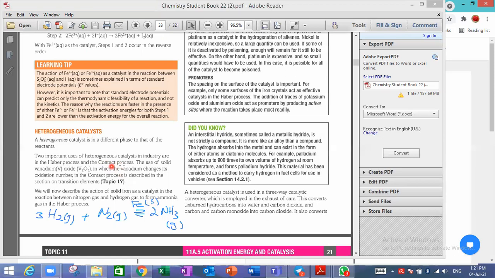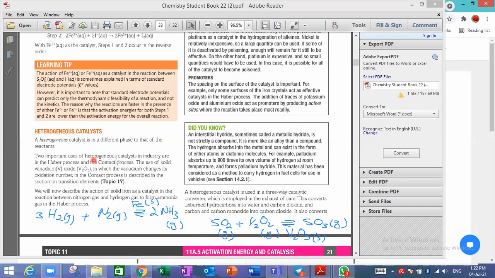And also in the contact process, the equilibrium step where sulfur dioxide reacts with half oxygen. Of course, sulfur dioxide is a gas and oxygen is a gas, to form sulfur trioxide gas. This is a step in the contact process where sulfuric acid is produced. We use vanadium(V) oxide solid as a catalyst. So in these two reactions, we have the catalyst in a different phase than the reactants.